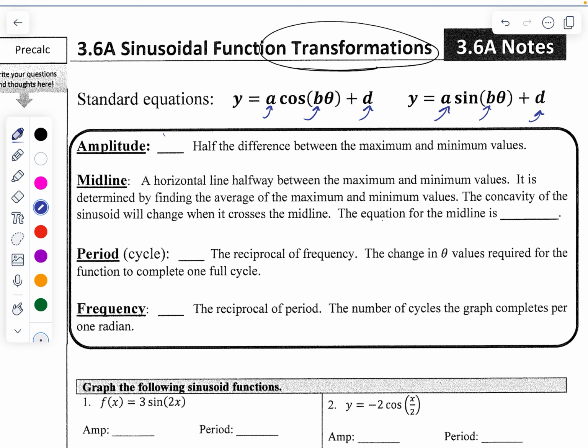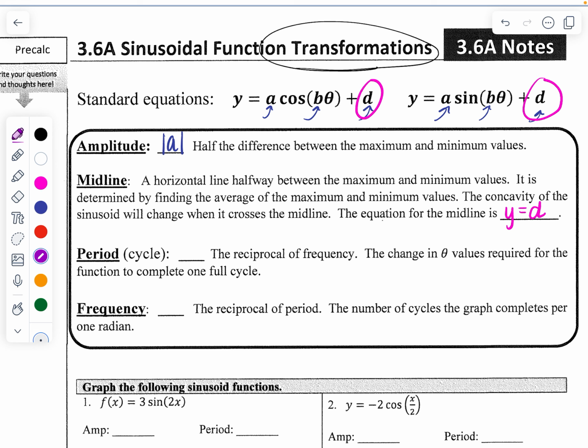Amplitude, remember that's our absolute value of that A, which is half the difference between the maximum and the minimum values. We also know the midline, which has been typically y equals 0. But if we have a vertical shift, which we see here and here, those are those vertical shifts, that tells me that that y equals 0 is going to add by d. So that's going to be y equals whatever that d value is.